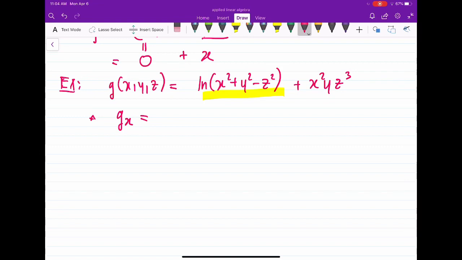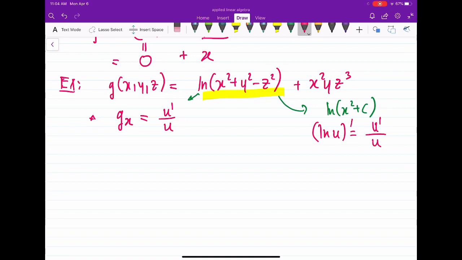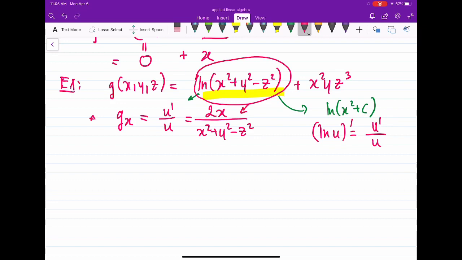So basically, you might think, yeah, that looks like ln of (x squared plus c). Don't forget that. And the derivative of this with respect to x will be u prime over u, right? Because the chain rule says the derivative of ln of u is u prime over u. So u prime is the derivative of x squared plus c with respect to x, which is just 2x. In here I have u as x squared plus y squared minus z squared. So that is the derivative of the first term, okay?